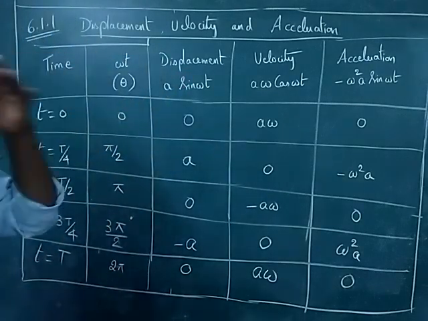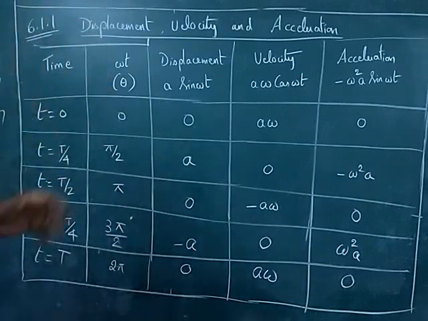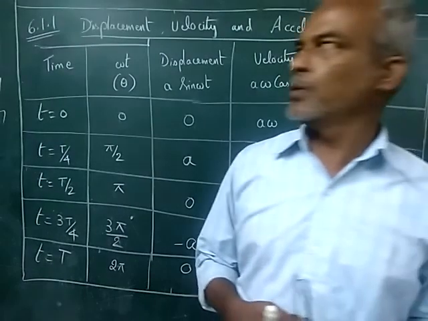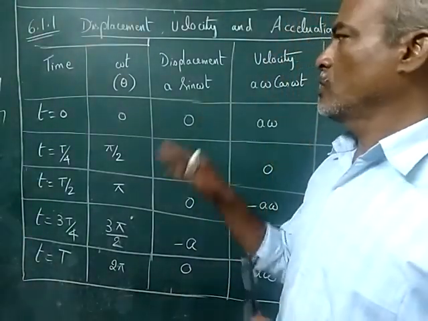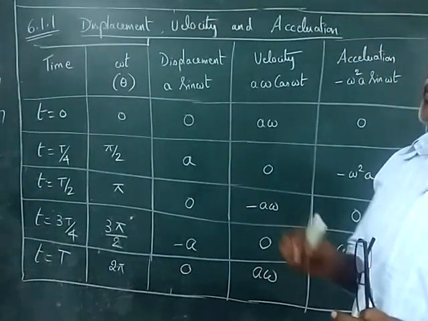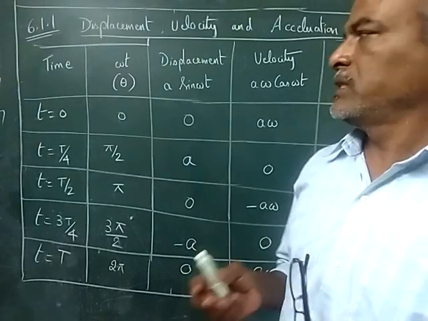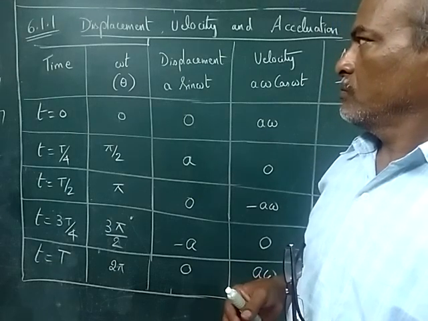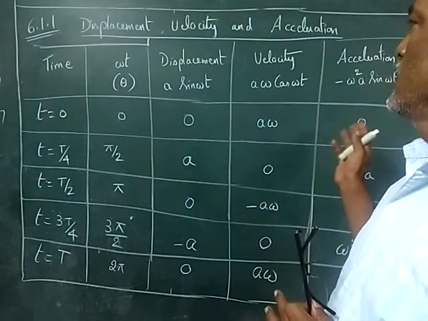And we have seen the equations also. So this is just what we have seen already. We have derived the three relations in the earlier video, like displacement, velocity and acceleration. Based on that, we are trying to sum up what happens at particular angle, say 0 degree, 90, 180, like that. So this gives a better idea of what happens to displacement, velocity and acceleration.